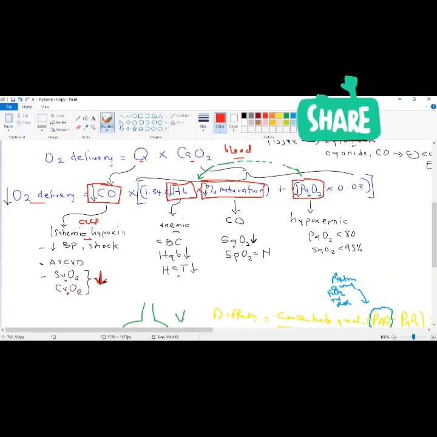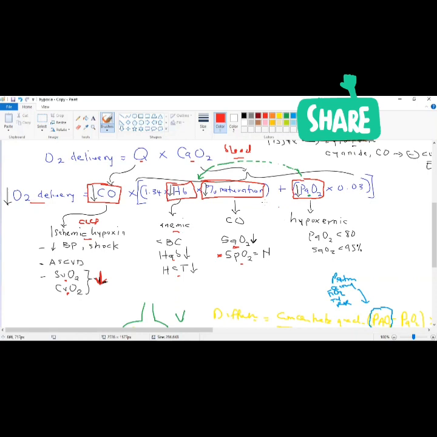SO2 will be low in carbon monoxide poisoning. SPO2 will be normal. Remember, a pulse oximeter cannot differentiate between carbon monoxide and oxygen, so it's not a good marker of carboxyhemoglobin. SO2 would be the best to confirm carboxyhemoglobin. That would be low, but SPO2 cannot differentiate between carbon monoxide and oxygen, so it doesn't help.